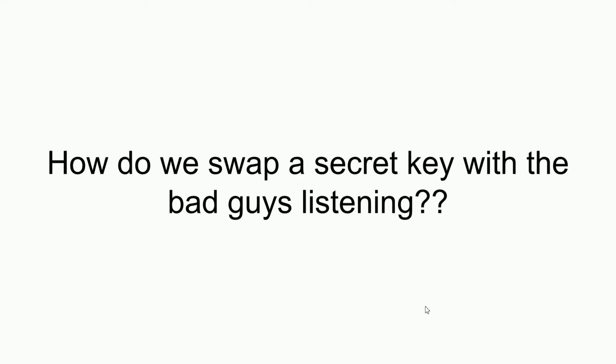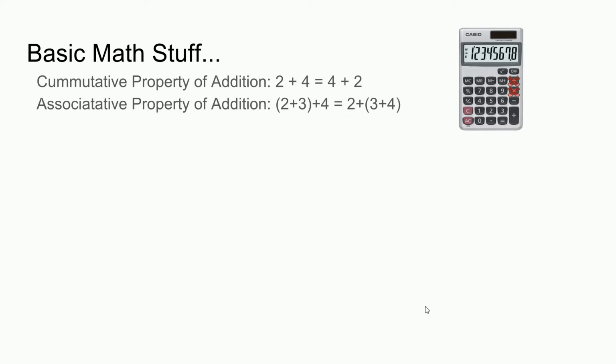Well, the major question then is, how do we establish an encryption key? How do we swap the key even when there are bad guys listening in? And that's where Diffie-Hellman came along. But before we go too far into that, I want to talk about some elliptic curves.